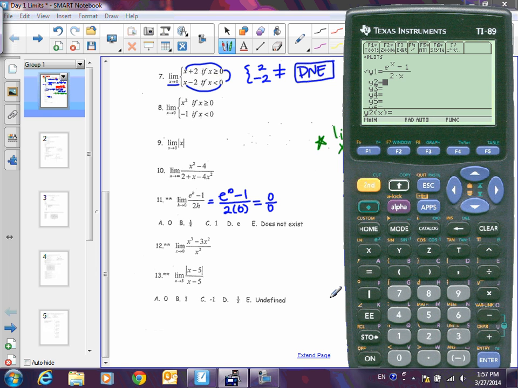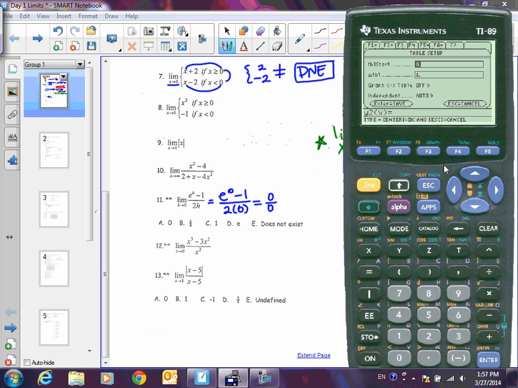You could graph this and try to do it that way, but what I showed you before and what I'm going to remind you of now is that the table is actually going to give you a more straightforward answer. But you're going to have to manipulate the table because when x equals 0, there's not going to be a value there. So let's go to the table set, which is diamond F4. Let's make sure our table starts at whatever this h or x value is.